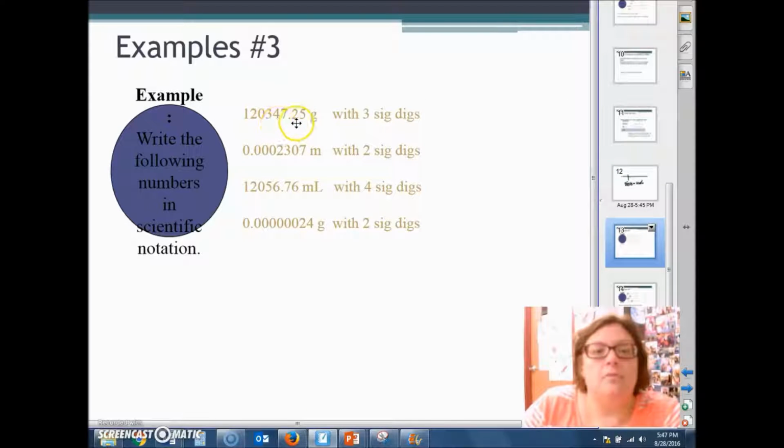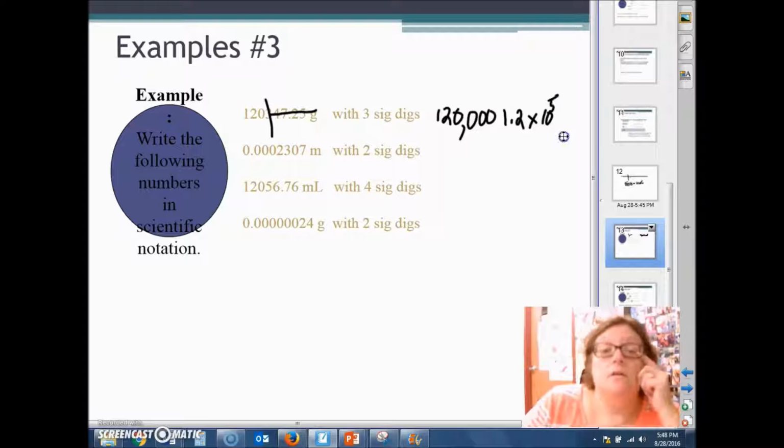Let's write this one with 3 significant digits. It's got 1, 2, 3, 4, 5, 6, 7, 8 again. Here's 3. We drop all those off. Now, we have to look at this last one that I just crossed out. It was a 3. Rounding rules say that would round down, so our number's going to be 120, but don't forget about those placeholders. We rounded that 3 down. Now let's write it in scientific notation. 1, 2, 3, 4, 5. 1.2 times 10 to the 5th grams. Here, 2 significant digits.